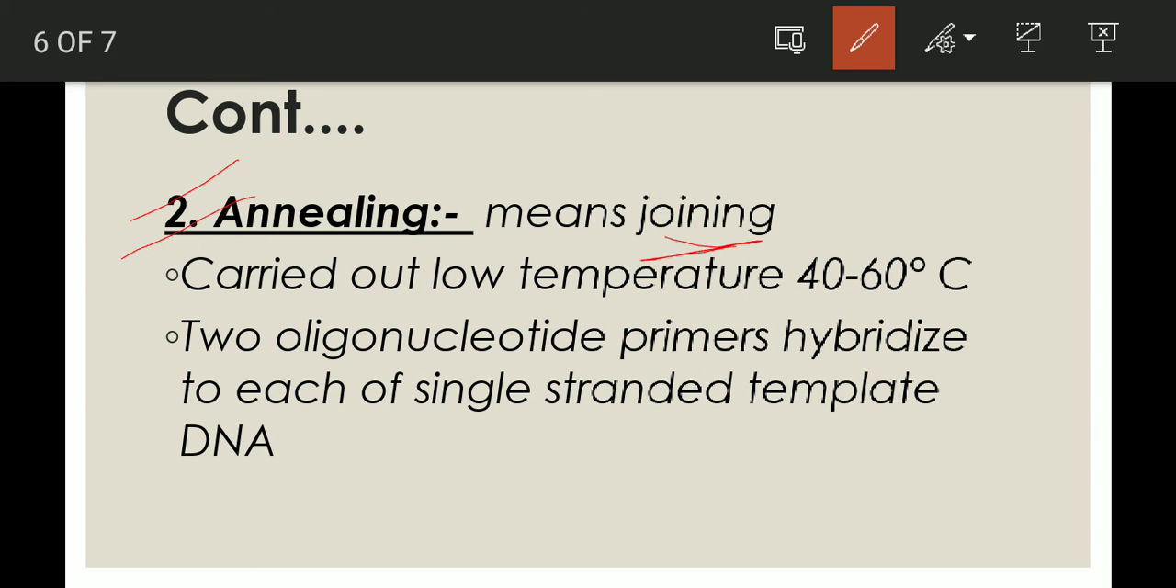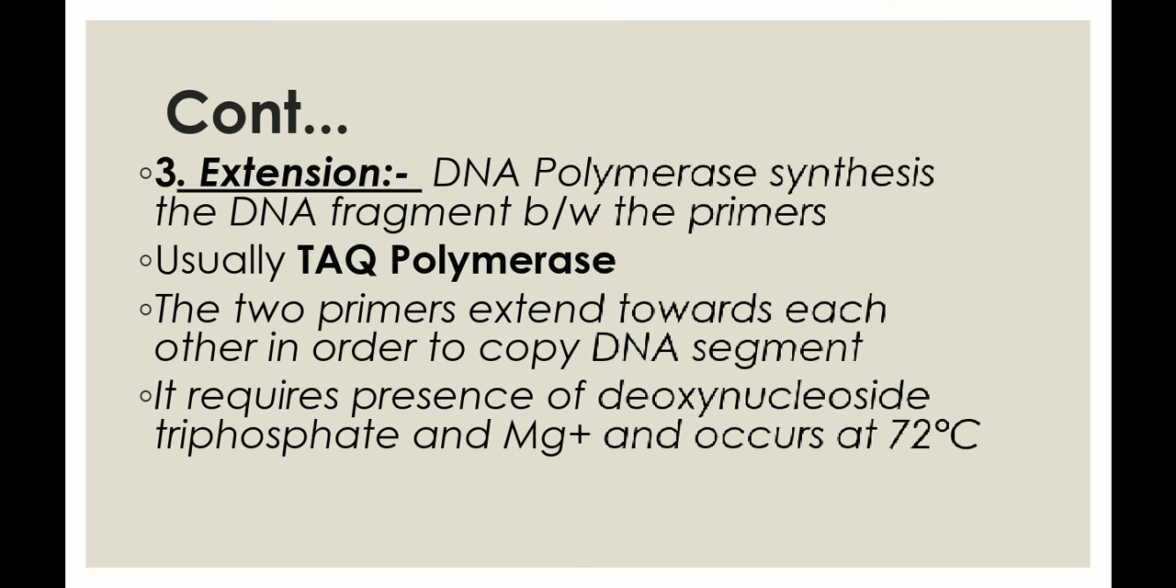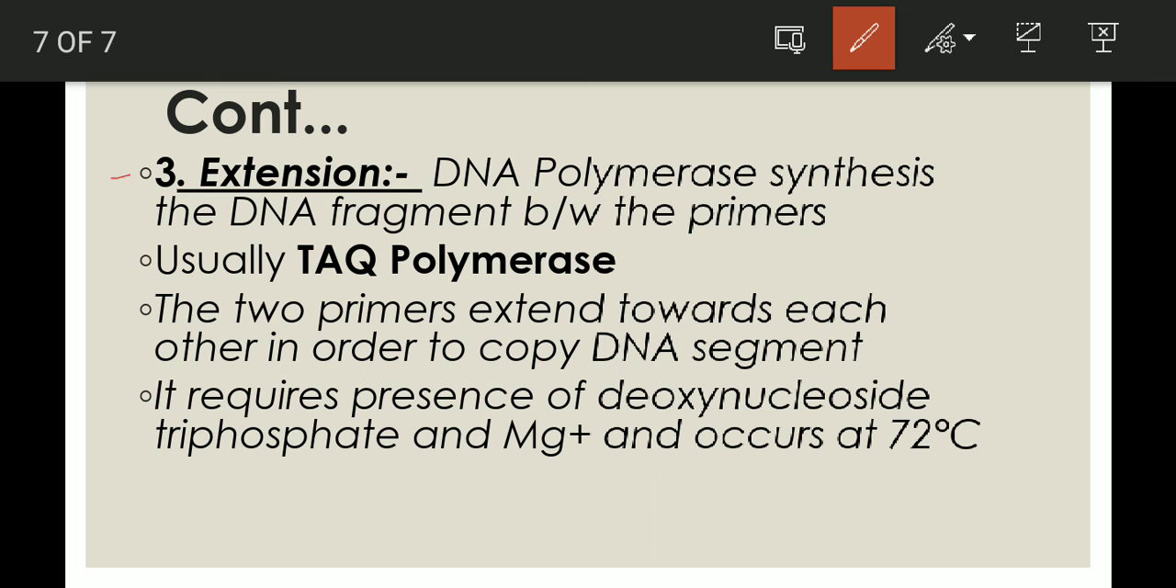Then the second step is annealing. Annealing means joining. This step is carried out at a low temperature, that is 40 to 60 degrees Celsius. In this, the two oligonucleotide primers hybridize, meaning they join to the single strand template of the DNA. Then the third step is extension. In this, the DNA strands are extended. The DNA polymerase enzyme synthesizes the DNA fragments between the primers. Usually we use the Taq polymerase enzyme.